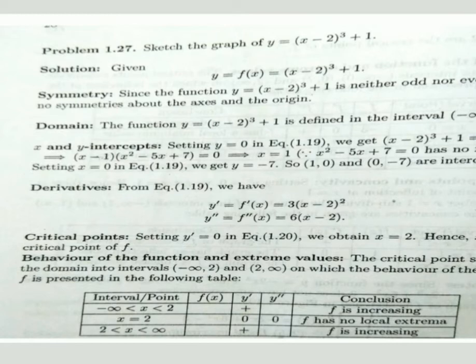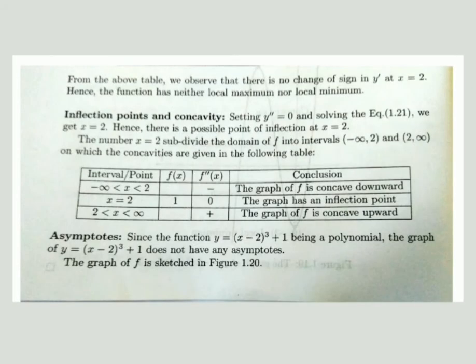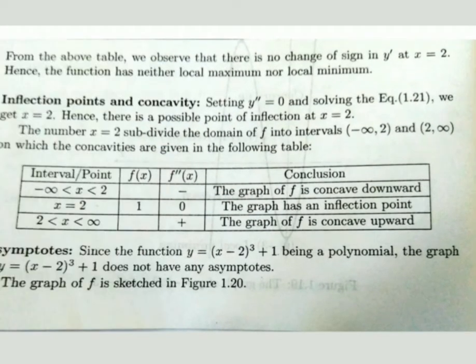At x equal to 2, y dash is 0 and y double dash is also 0. F has no local extrema. Suppose x varies between 2 to infinity, y dash will be positive, so f is increasing. Again observe from the above table that there is no change of sign in y dash at x equal to 2. Hence the function has neither a local maximum nor a local minimum point at x equal to 2.